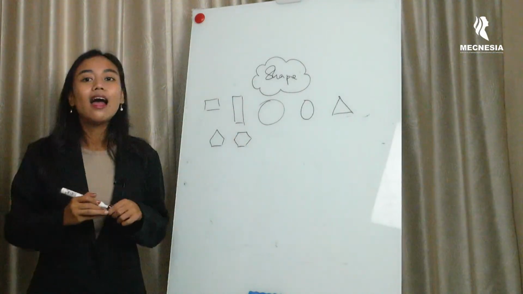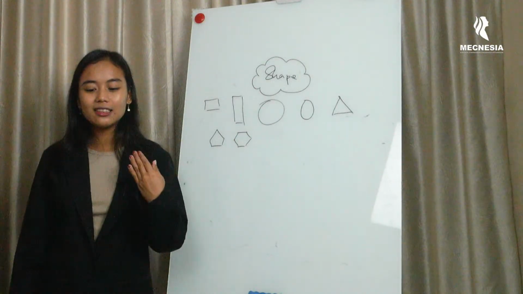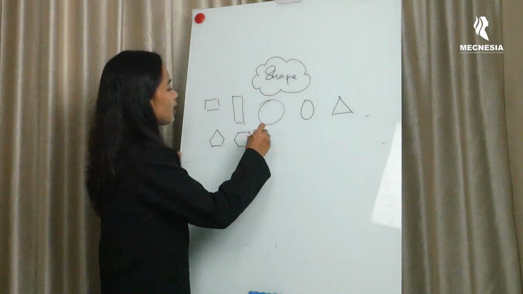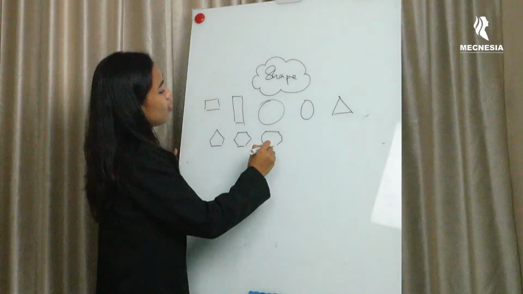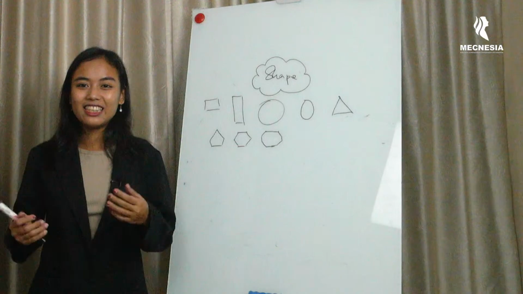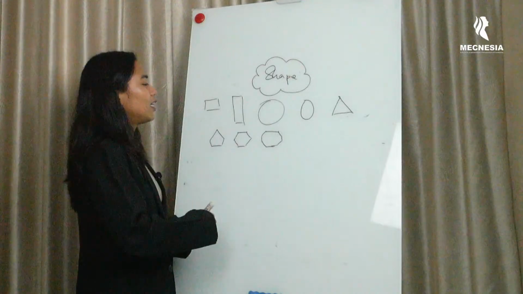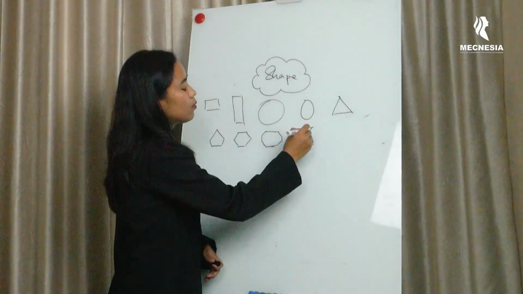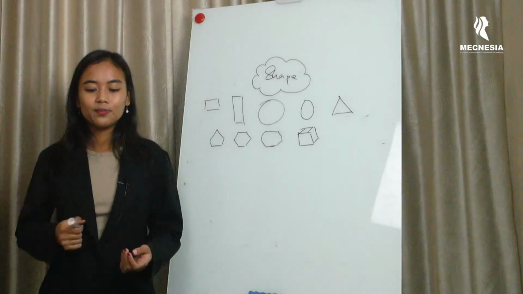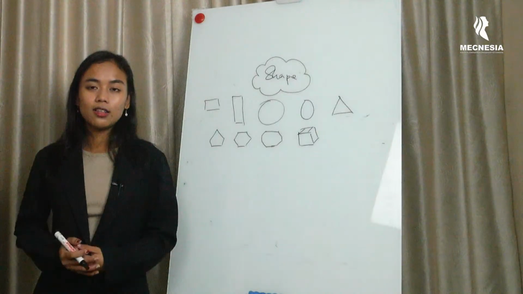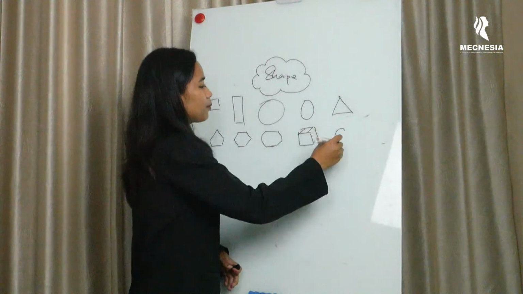hexagon. Let's say it together. Hexagon. Next, segi delapan. Segi delapan is octagon. Let's say it together. Octagon. The next, kalau tadi kita punya kotak, sekarang kita punya kubus. Kubus is cube. Next, spear. Dia bundar seperti marble, seperti kelereng.